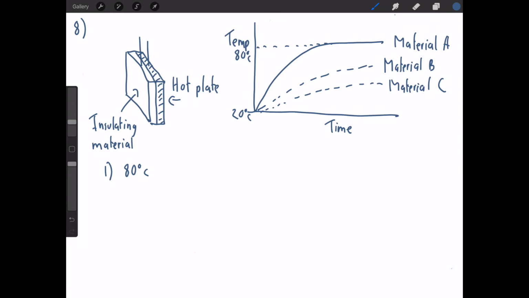Which material is the best insulator? Well, the best insulator would have the worst thermal energy transfer. So material C doesn't reach this temperature. It will do in the end, it will just take a long time. So definitely material C. You need to give a reason, because the temperature was lowest after 10 minutes. That will be fine.